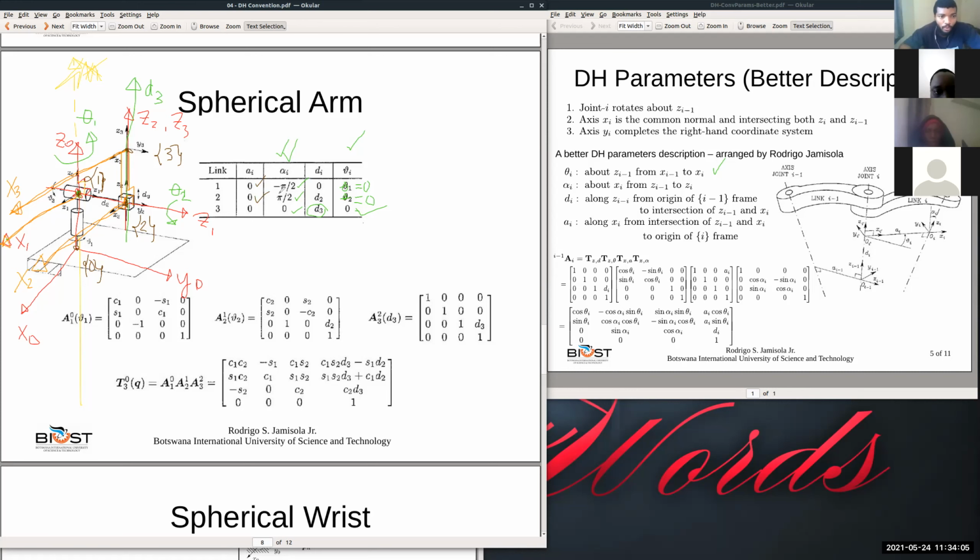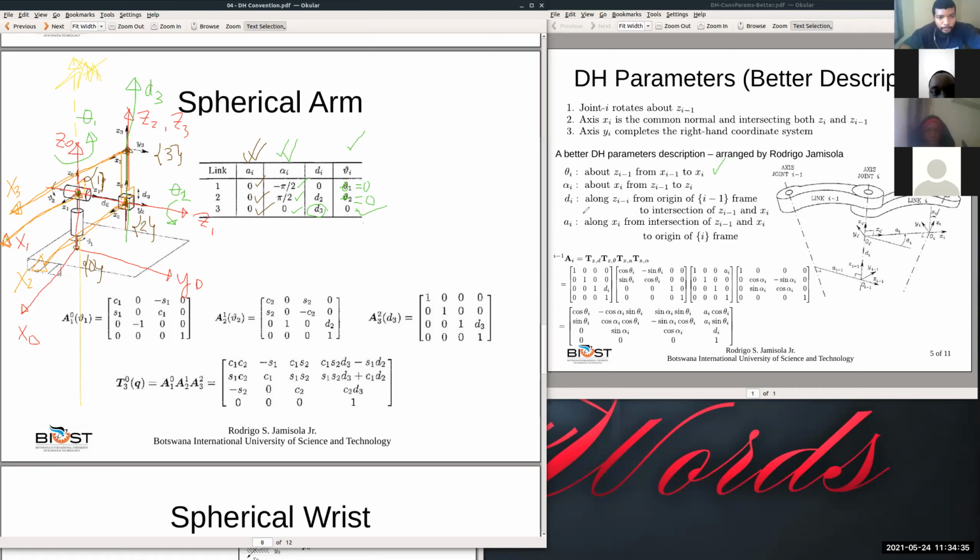Okay. Next, A3. So A3 along X3. Where is X3? This is X3. So the intersection of Z2 and X3. Z2 is this one and X3 is this one. That's the intersection. And then to the origin of frame 3, they're coincident. Again, that is 0. Okay. So we are done with the A's.